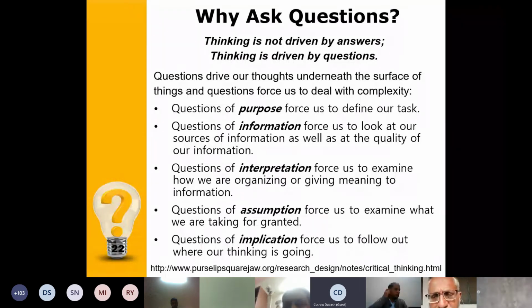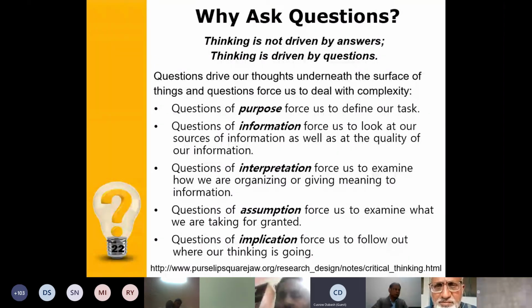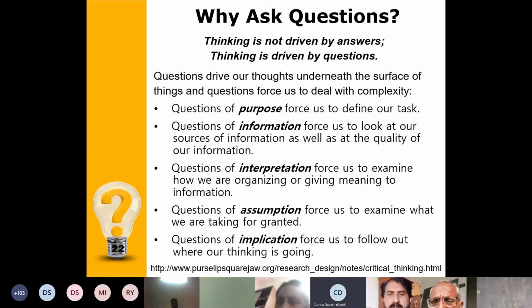Questions of interpretation, इसका मतलब क्या है, आपके नजदीक क्या है, उसके नजदीक क्या है, उसके नजदीक क्या है। Questions of assumption, हम इसमें assume क्या कर रहे हैं। A lot of things are not based on facts, they're based on assumptions. So what are the assumptions? Questions of implication, this will be हम किस रुख पे जा रहे हैं। अगर हम यूं जाएंगे तो क्या होगा, इधर जाएंगे तो क्या होगा, पीछे की तरफ जाएंगे तो क्या होगा। So do we ask questions of purpose, information, interpretation, assumption, implication, and there's more.